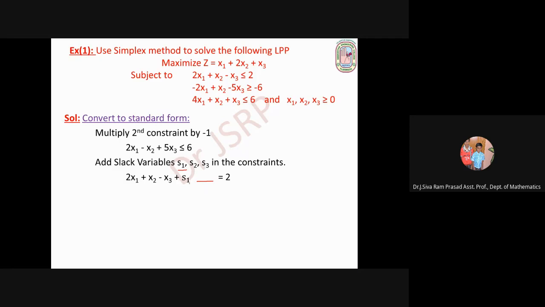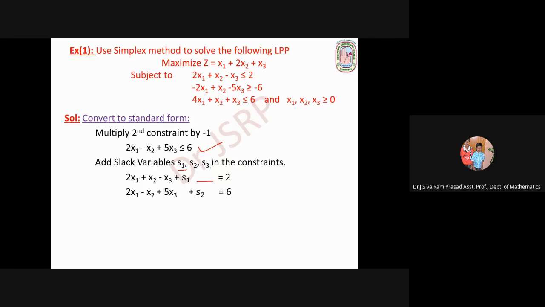This is first constraint, now equality. This is the second constraint. Add second slack variable S2 in the second constraint. So 2x1 minus x2 plus 5x3 plus S2, inequality becomes equal to 6. There is no S1 term in the second constraint, so leave space here. This is plus S2.